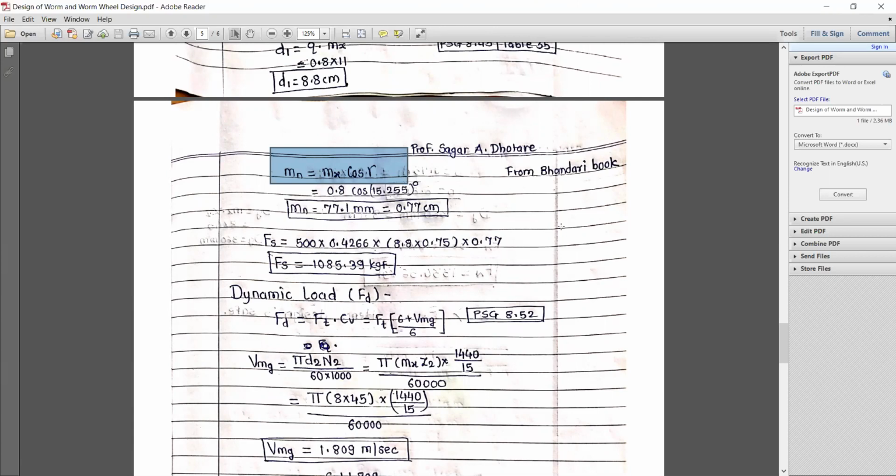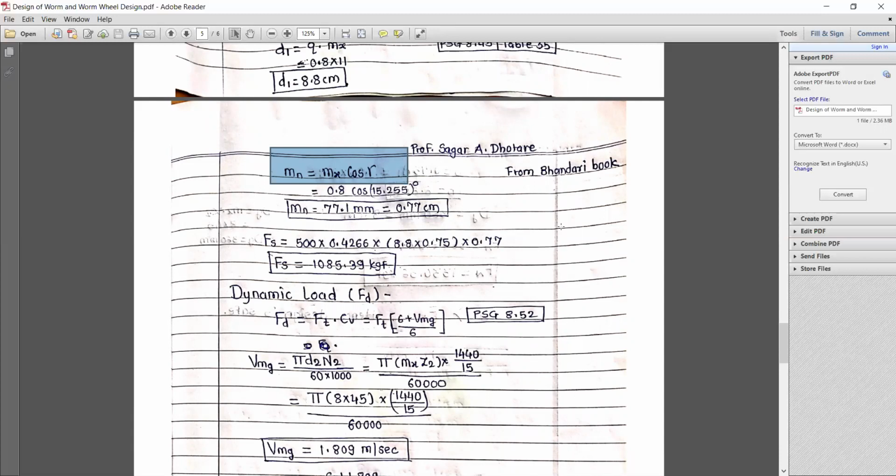Mn is equal to mx cos of gamma. Here the value of gamma, the lead angle, which we have already found out, is 15.255 degrees. Mn is equal to 0.8 into cos of 15.255 degrees. What we get, Mn is equal to 0.77 centimeter. So based on this value, we have to calculate the value of Fs.